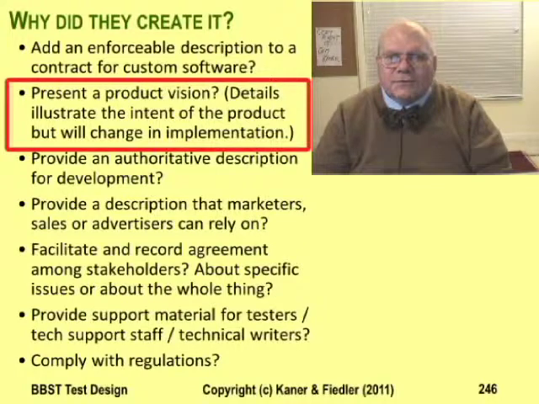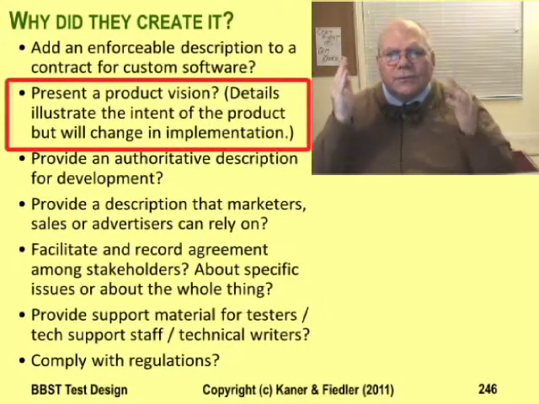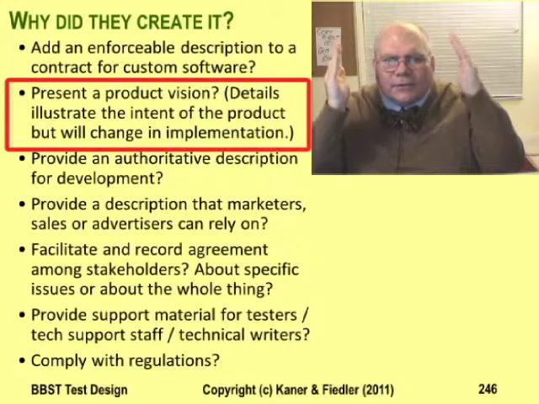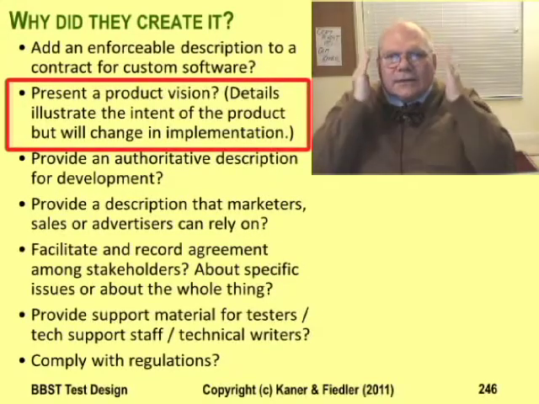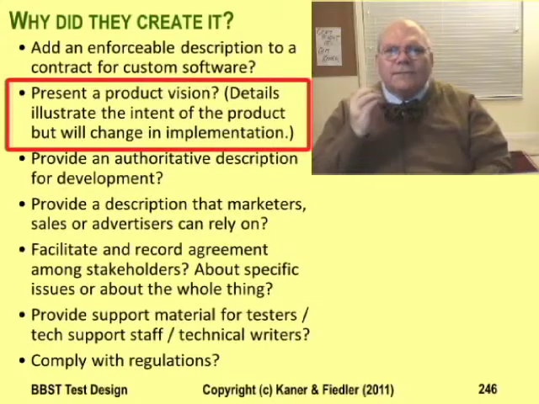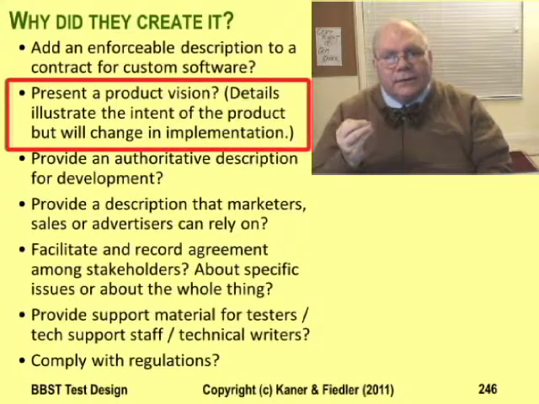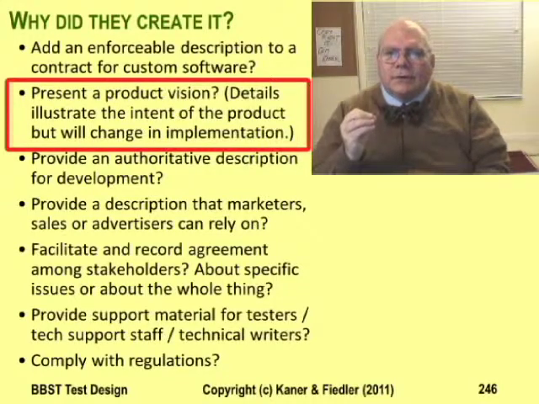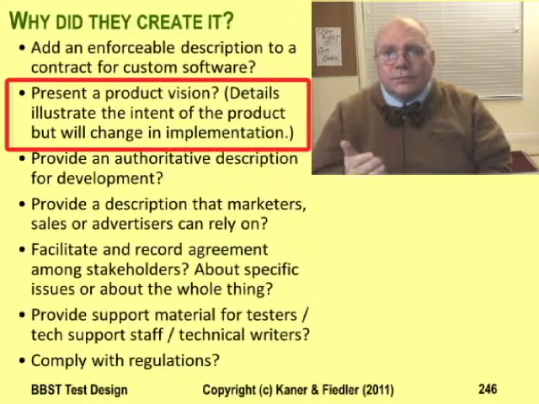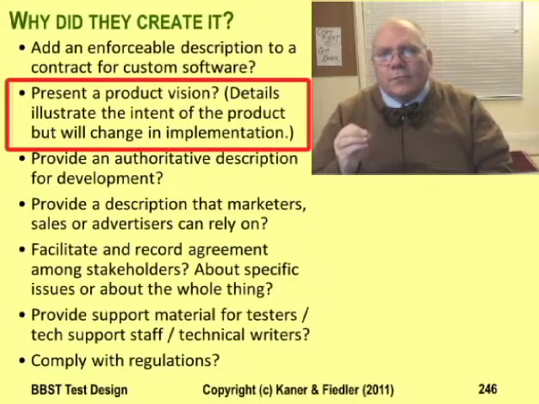Some companies create specifications that work as vision documents. A vision document is a description of what people are thinking about building very early in the product. Let's build something like this. The vision document might be very detailed, might even include working prototypes, but it's not kept up to date. It might help the tester who reads it to understand the original goals of the project. That's useful, but no one expects a point-by-point match between a vision document and the final program.